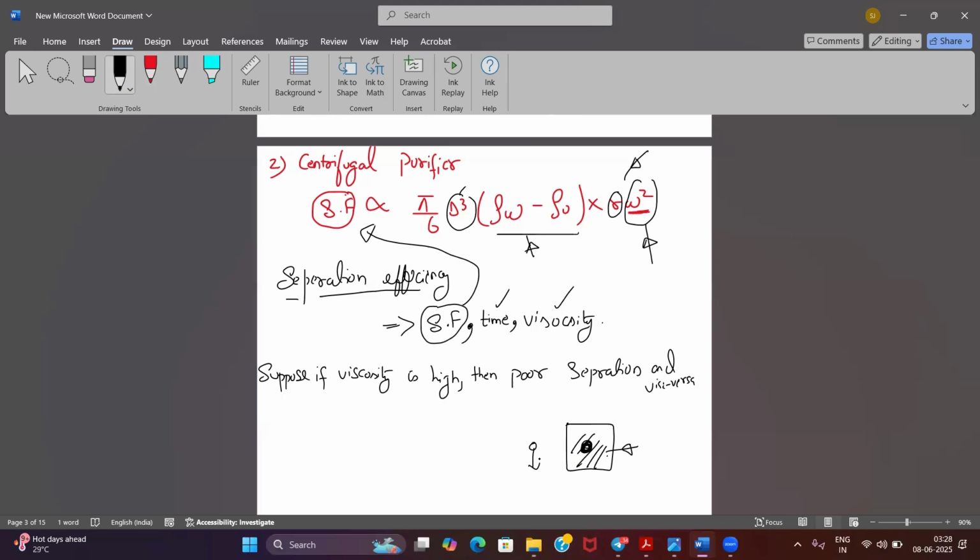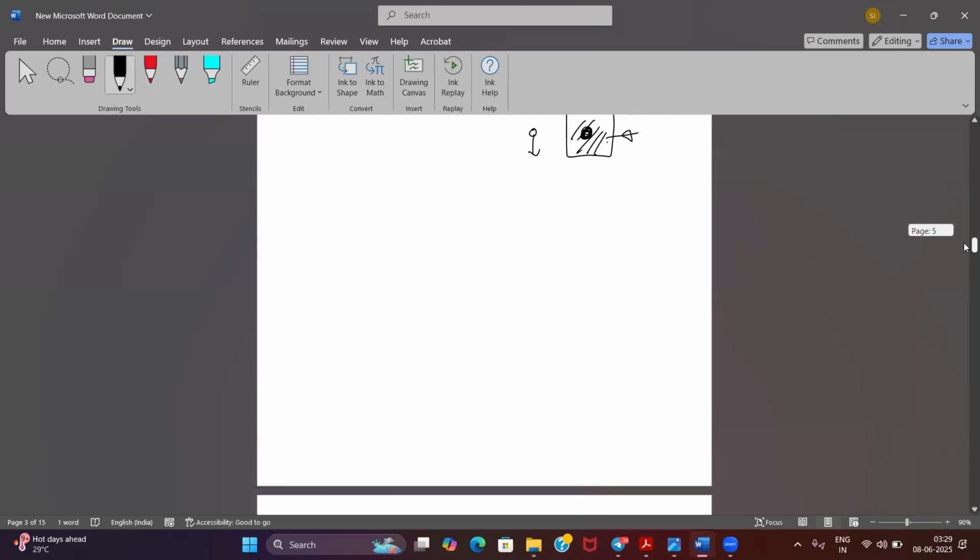So we have to maintain a certain temperature in order to decrease the viscosity, so that the separating force can be better. If the viscosity is higher, as I have written over here, the separation will be poor and vice versa. So if the viscosity is low, that means the temperature is higher, and at that time my separation will be good. All right, so we move forward.